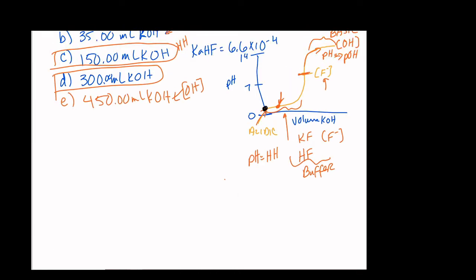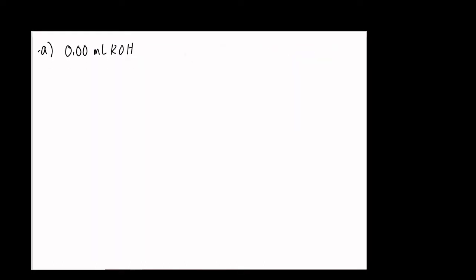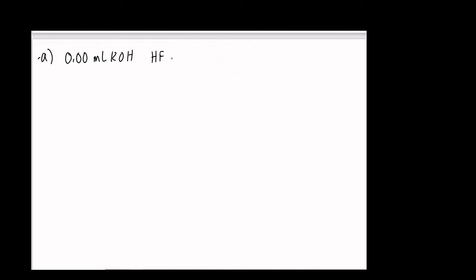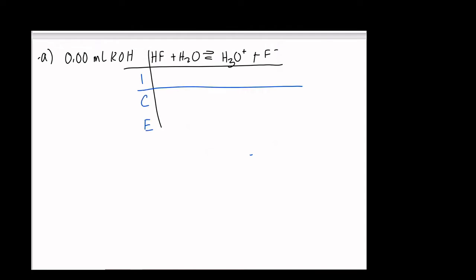All right, so let's first look at A when we have 0 milliliters of KOH. Okay, so in this region, this is the initial region of our graph right here. Before we add any KOH, the pH is controlled by the dissociation of HF. Okay, so HF plus water goes to H3O plus F minus. Okay, and so we can go ahead and draw an ICE table. So we have initial, change, and equilibrium. So for just dissociation problems, we could just use an ICE table.